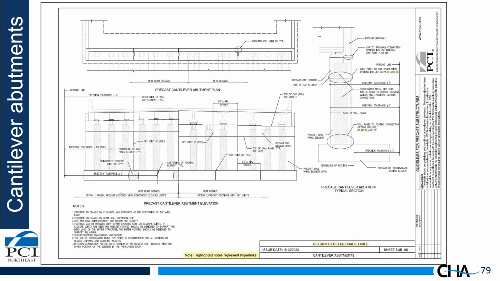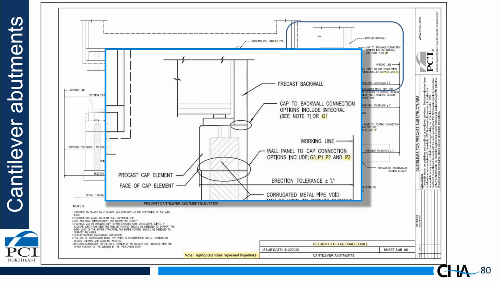Now let's look at cantilever abutments, which are very similar to wall piers. The only difference is there's soil on the backside. Otherwise, it's very similar. Let's take a look at the upper right. Again, the same concept of having a precast cap element connected to the wall elements below, and the same thing with the back wall, where it could be integral or a grouted coupler connection.